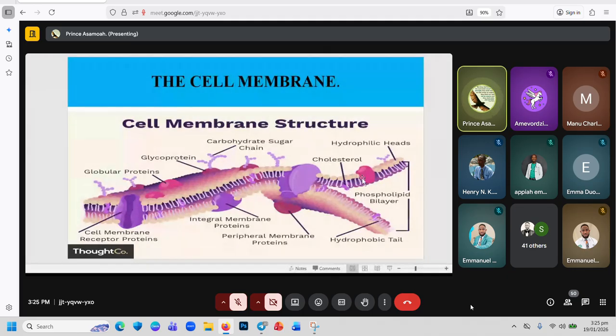The mushroom-type things you are seeing here, their heads are made up of what? Hydrophilic heads. When we say hydrophilic, there are two things: philic and then phobic. When we say philic, it means loving.